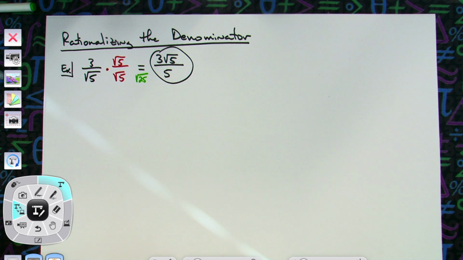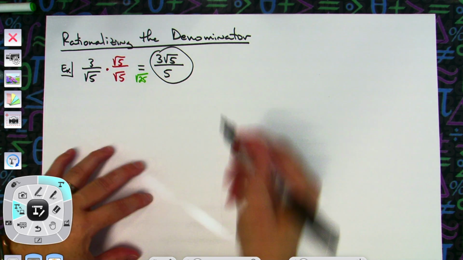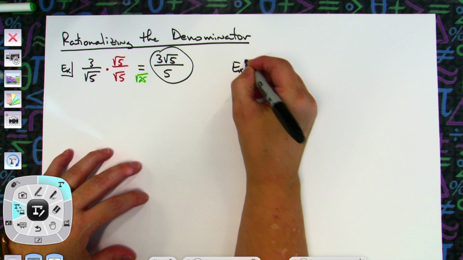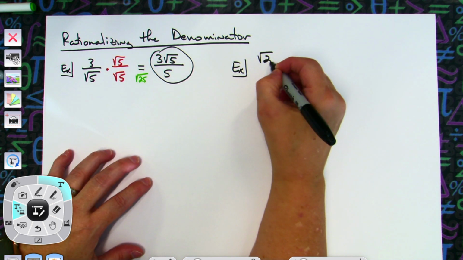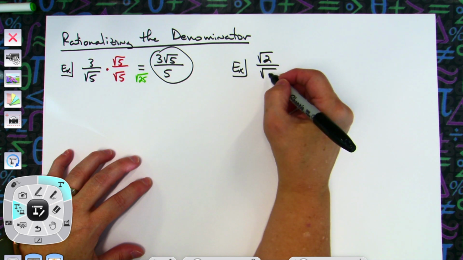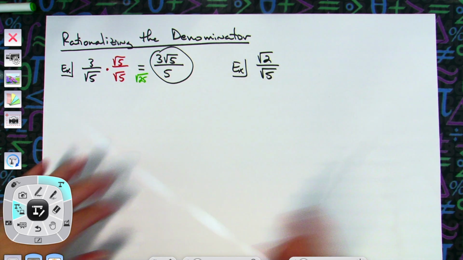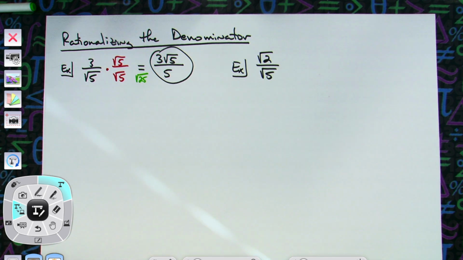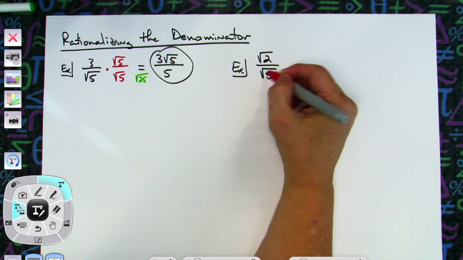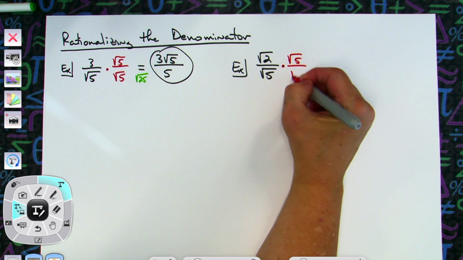This is an integer on top. I could have a radical on top, so let's go ahead and do one with a radical on top. Let's stick with 5: square root of 2 over square root of 5. If that was square root of 6 or square root of 7 or square root of 8, it doesn't matter what that denominator is going to be. You're going to pick the denominator and multiply by a form of 1. So square root of 5 over square root of 5.